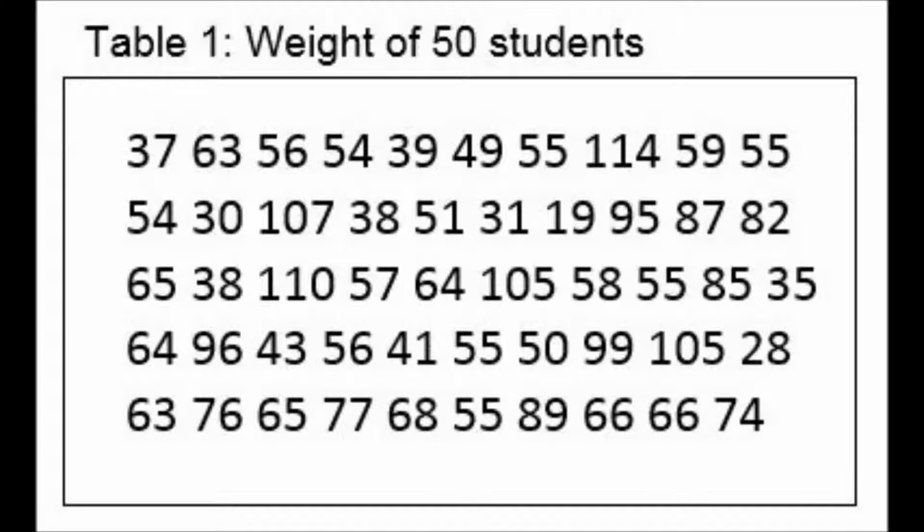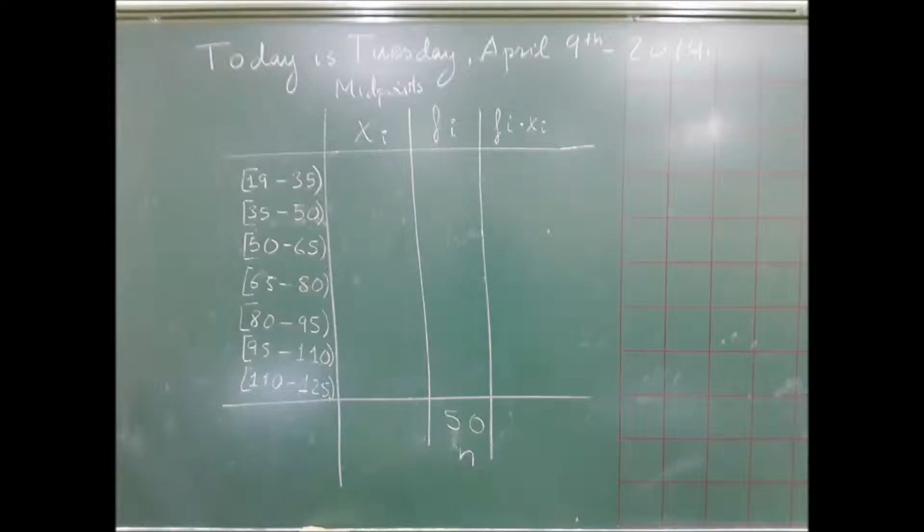We are going to group them in intervals as follows. We have set up 7 intervals. The first one from 19 kilos to 35 kilos. The next one from 35 to 50. Next from 50 to 65, 65 to 80, 80 to 95, 95 to 110, and 110 to 125. The bracket on the left side means that the number is included, and the parenthesis on the right side means that that number is not included.